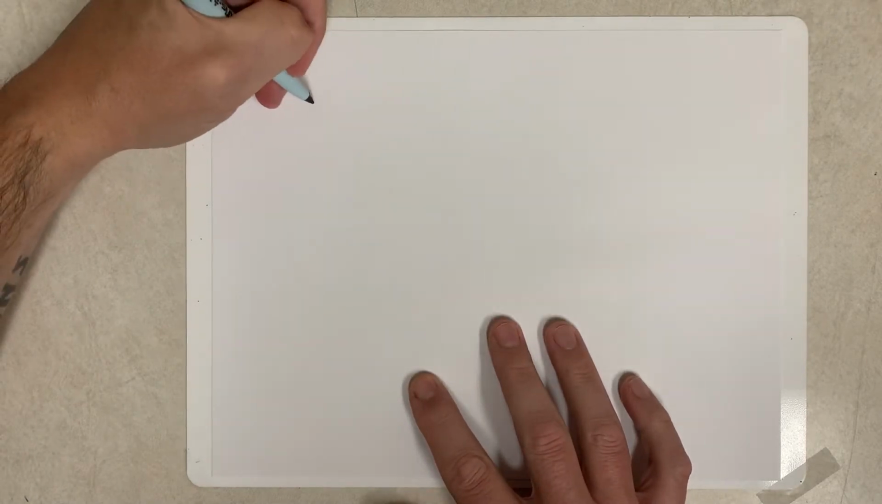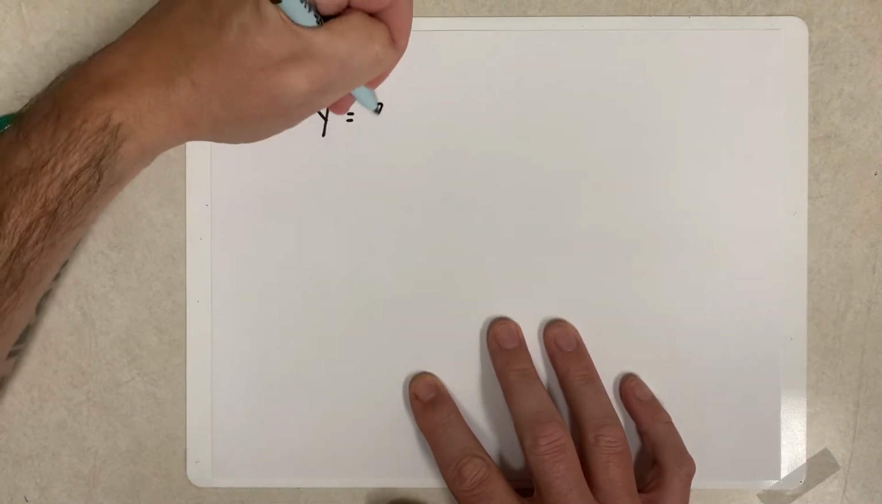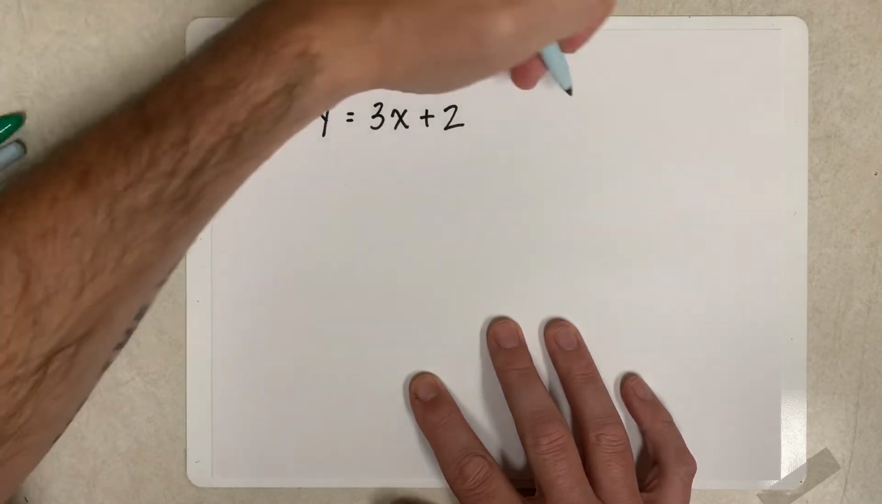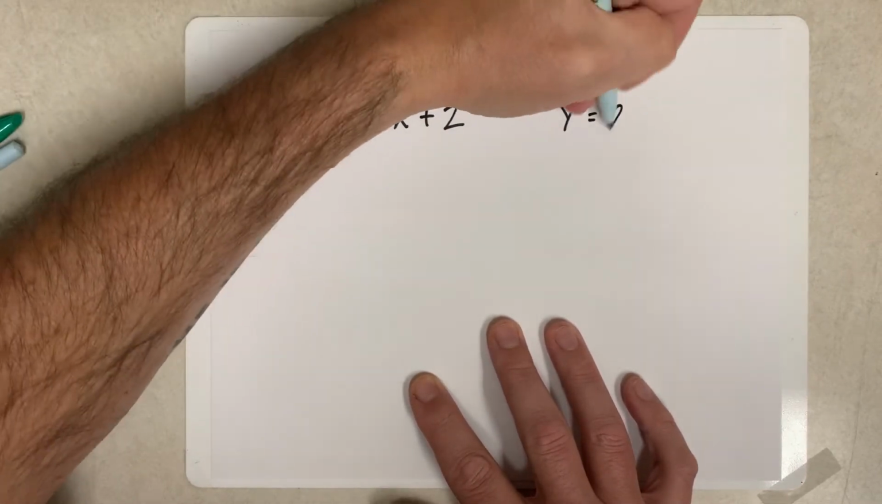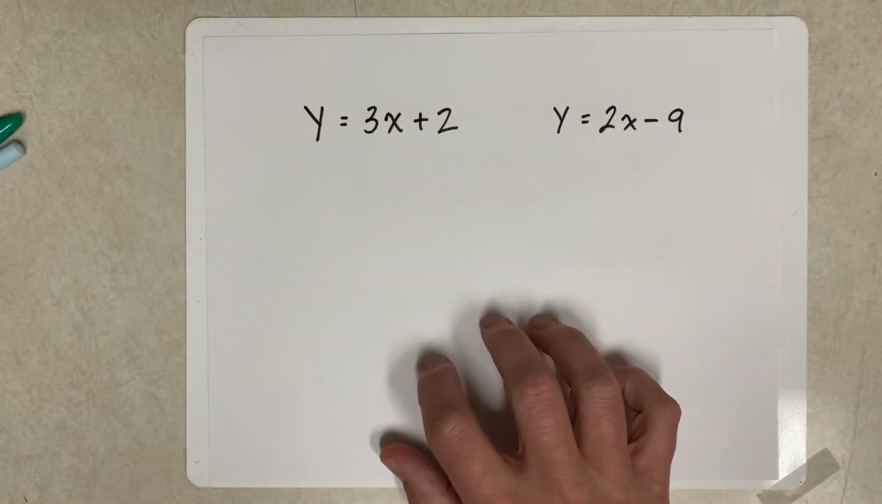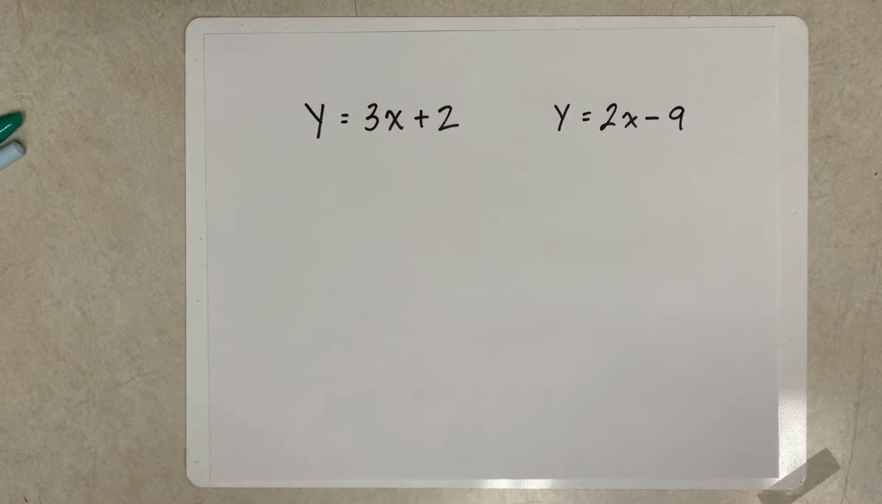In this video we're going to be talking about something called function notation. First thing I'm going to do is put a couple equations up here: y is equal to 3x plus 2, and y is equal to 2x minus 9. Here I have two linear equations. They're both lines, and it turns out that they're both functions.